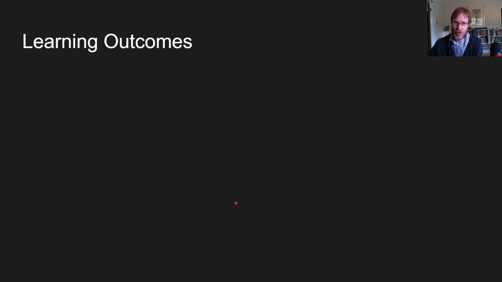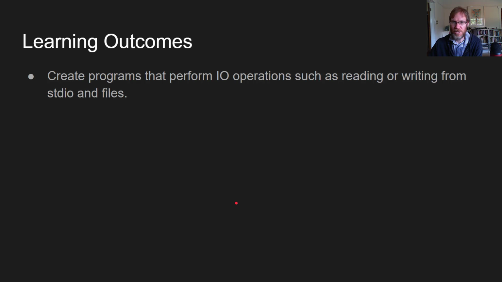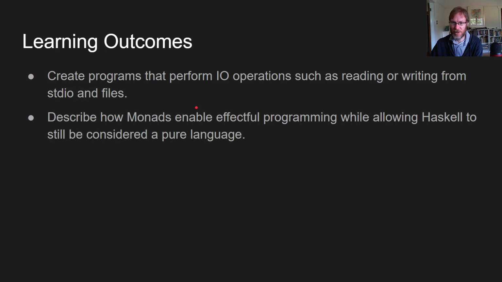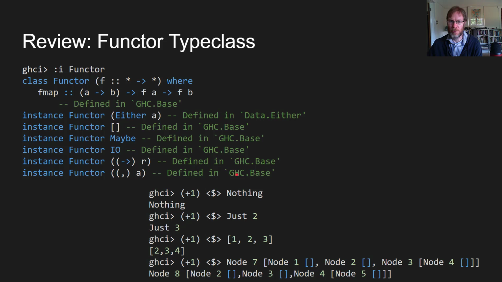This week we are going to be finally creating real Haskell programs that perform input-output operations such as reading or writing from standard I/O and files, and we're going to do that by introducing a new type class, the last new type class actually that we're going to talk about, called monad. And this type class allows us to perform effectful programming, that is to chain functions that produce effects like I/O side effects, while allowing Haskell to still be considered a pure language.